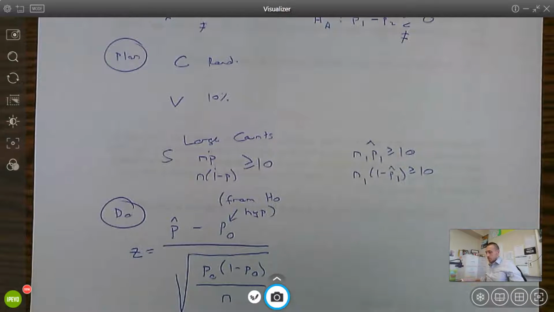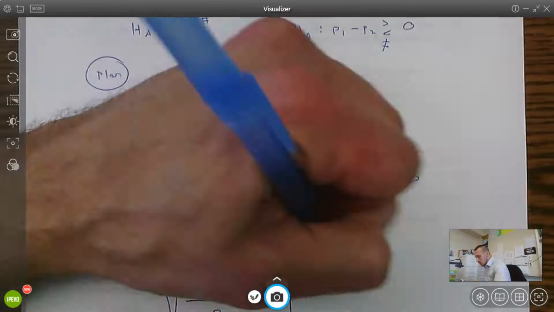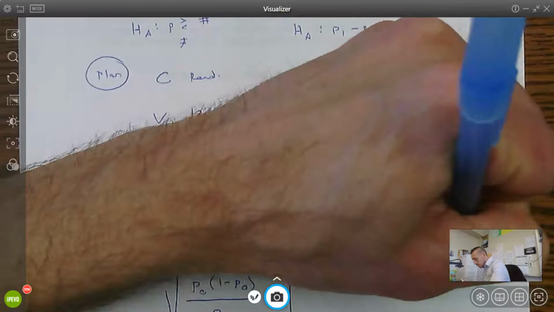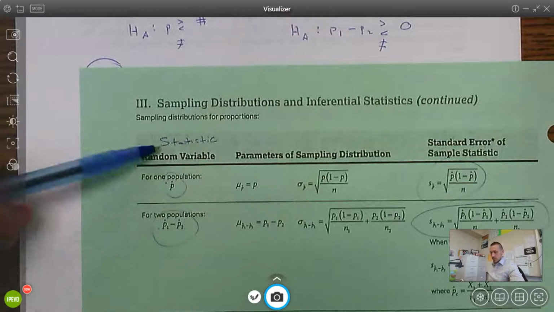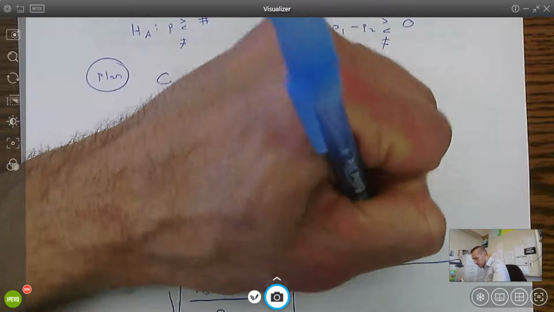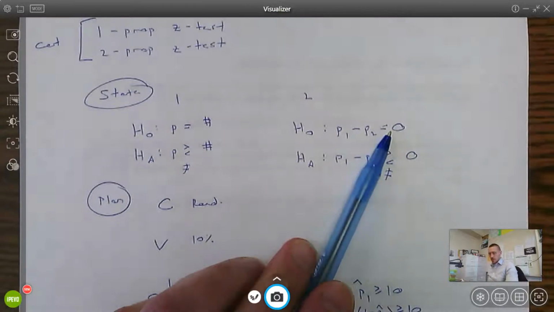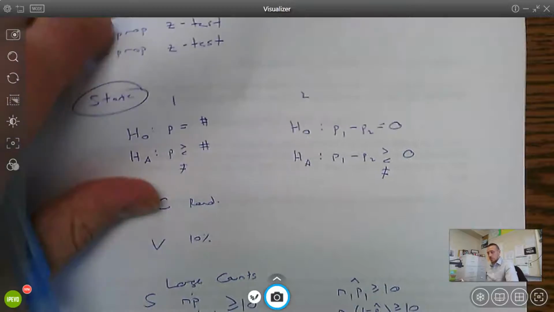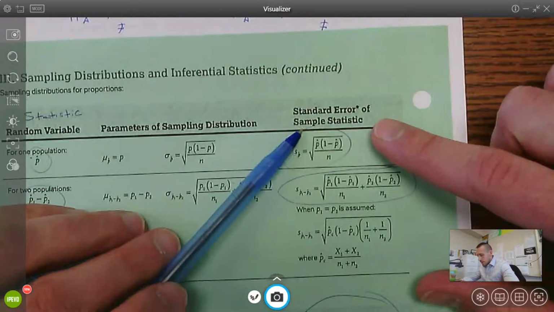Now, for the two proportion z-test, this is where the formula sheet is going to be really beneficial, in my opinion. So we're going to take the statistic, here it is, the difference in the sample proportions, minus the parameter, going back to the null hypothesis, 0. We're claiming there is no difference. Divided by, now, the standard error.